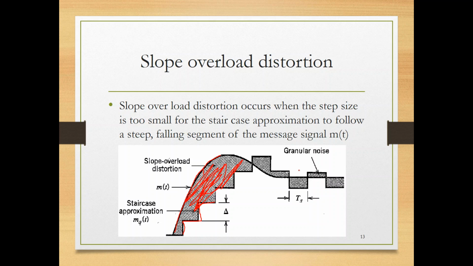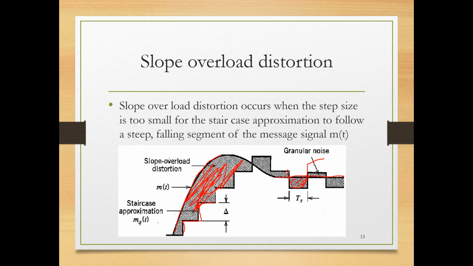What about the granular noise? Granular noise happens when the step size is large, more than the slope of the message signal. So when you come here, the slope is almost like 0. There is no slope actually. And still your delta is going up and down, not able to decide whether it's plus delta or minus delta. All this is noise, too much noise. You must reduce it. You must reduce the shaded area, because the shaded area is noise.